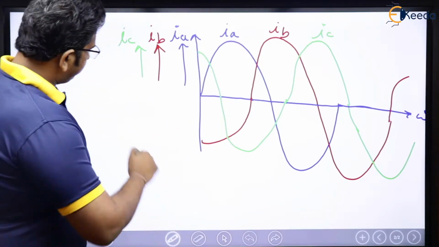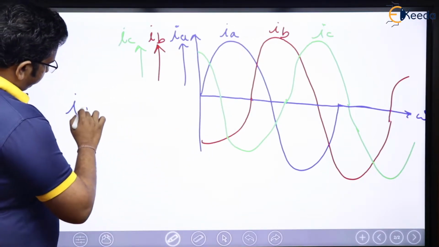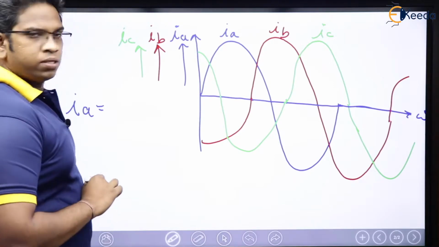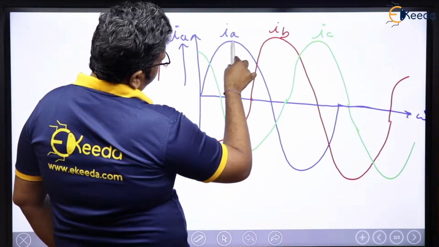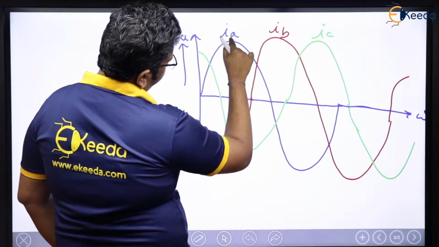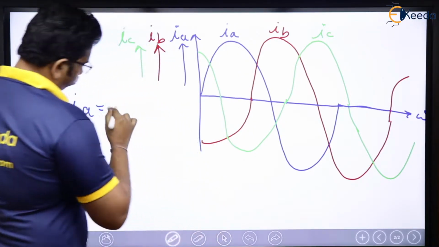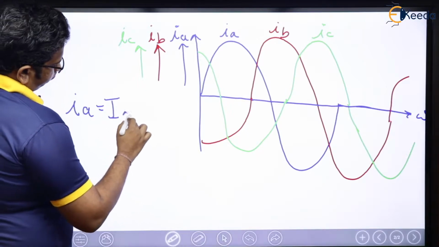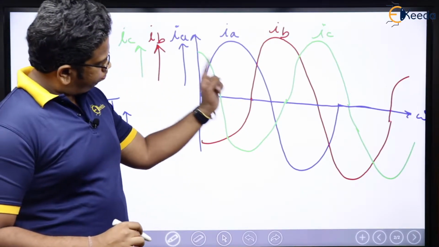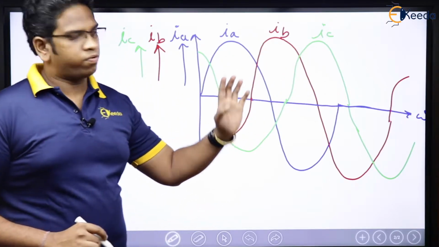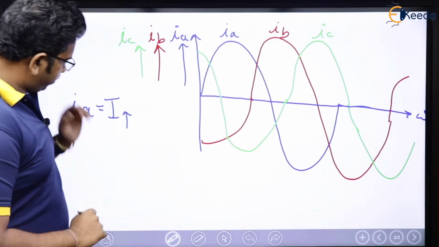Let us see. If this is IA and this particular magnitude, this peak value, or we can say maximum value from here to here, this is the maximum value, right? So let that be I maximum, and this I maximum will be the same for blue as well as red as well as green. For A, for B and C, it is going to be the same.